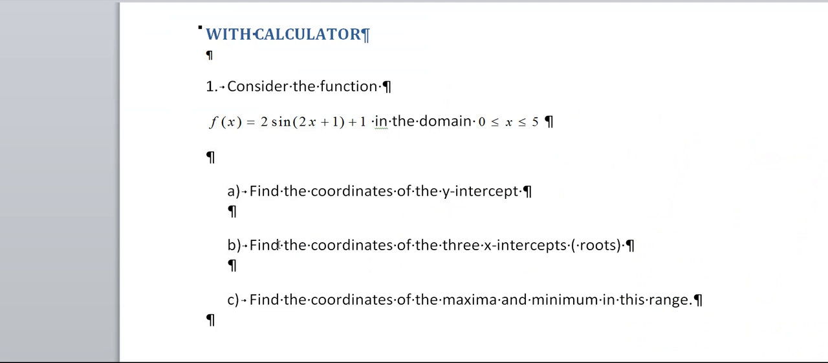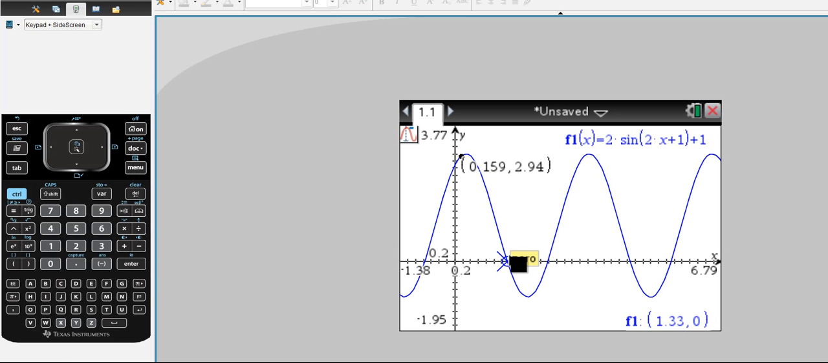In the B exercise, find the coordinates of the 3 x-intercepts. Remember, within this domain, from 0 to 5, it crosses here. Here's a 0. So x is 1.33 and y is of course 0. Here we have another x-intercept, or a root, 2.38, and this weird y-coordinate is 0.0000, 12 zeros, and it's basically 0. So of course the y-coordinate should be 0.